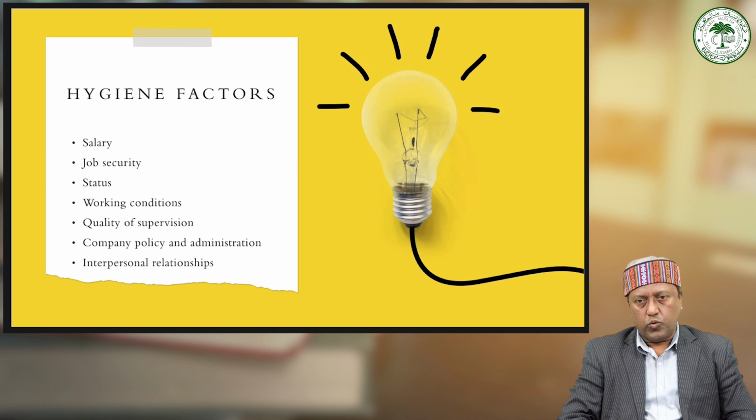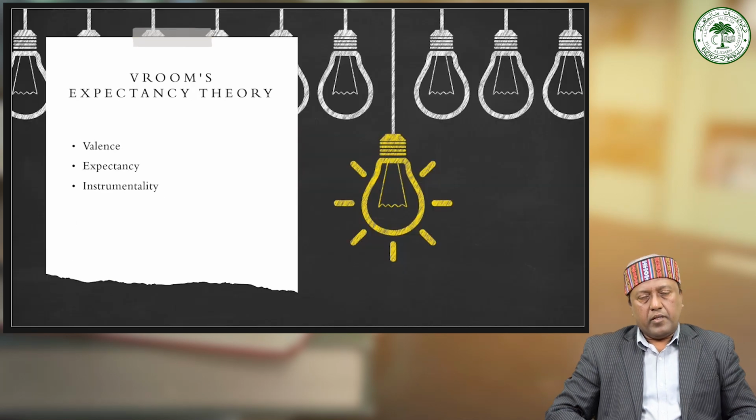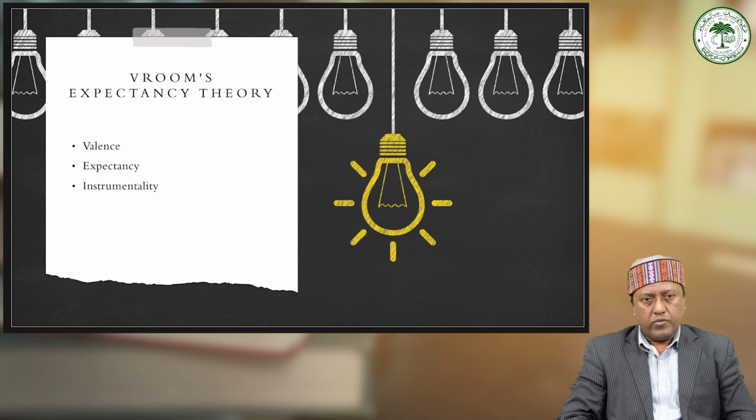Managers are encouraged to address both hygiene factors and motivators to create a work environment that fosters employee engagement, satisfaction, and productivity. Job enrichment, characterized by providing challenging and meaningful work, is a particularly effective method of motivating employees and improving job satisfaction. And the next theory is Vroom's expectancy theory.